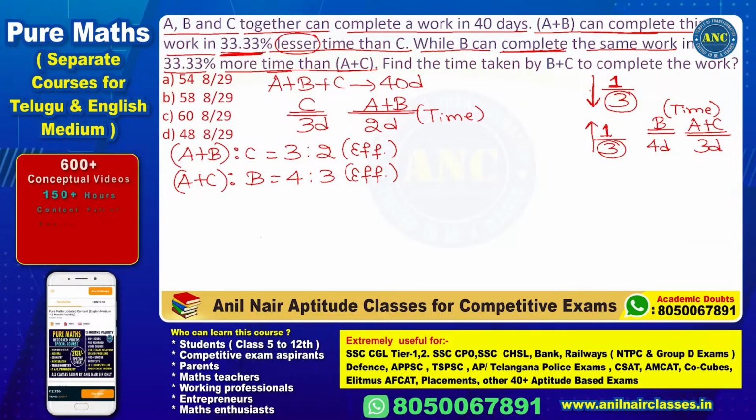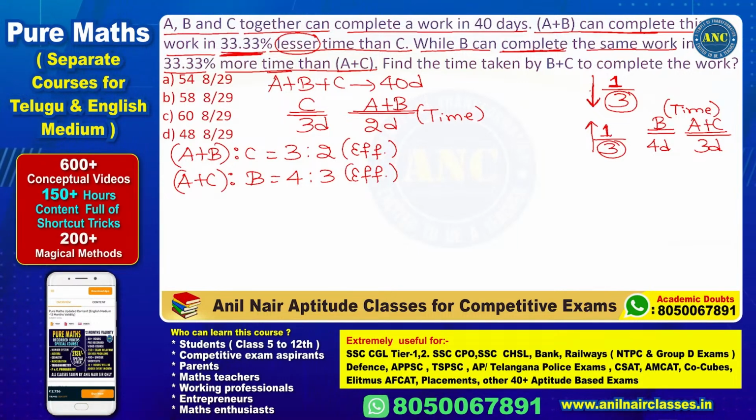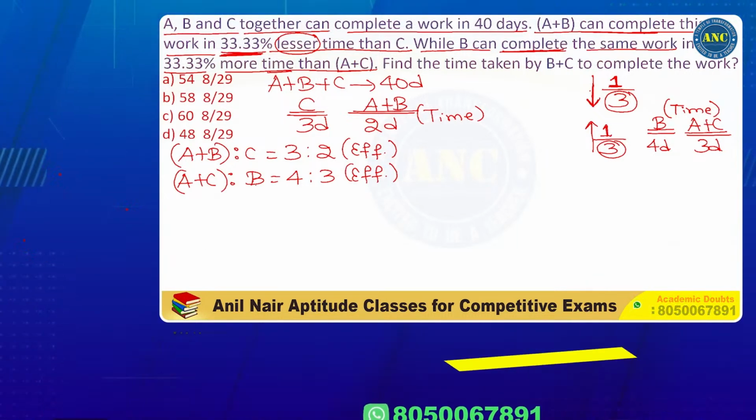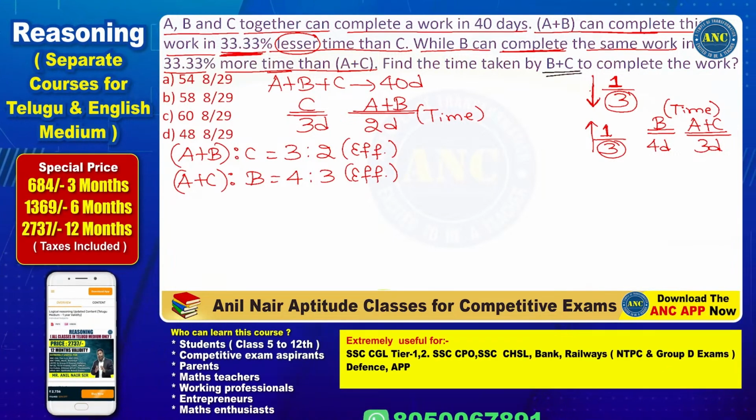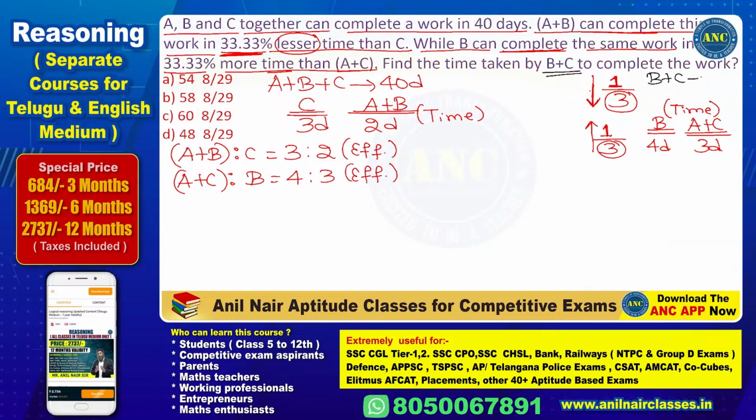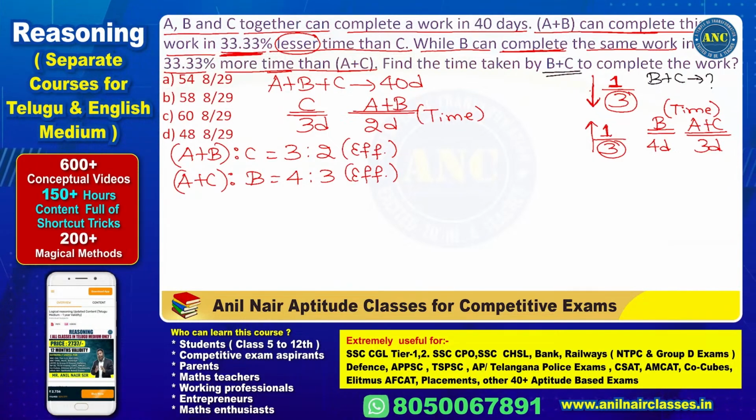Now, the next part says, see here, observe carefully. What is the question? Finally, the question is to find the time taken by B and C to complete the work. So basically, they are asking you to find the B plus C value. So we will come back to this. Do not worry about it.